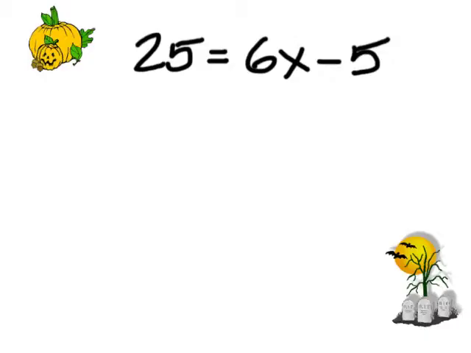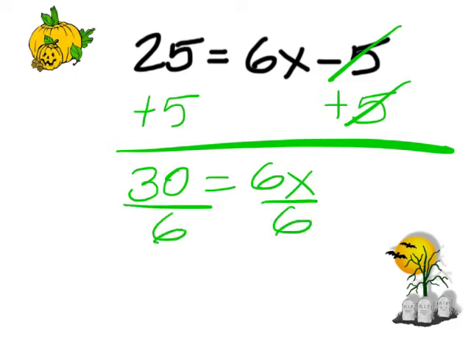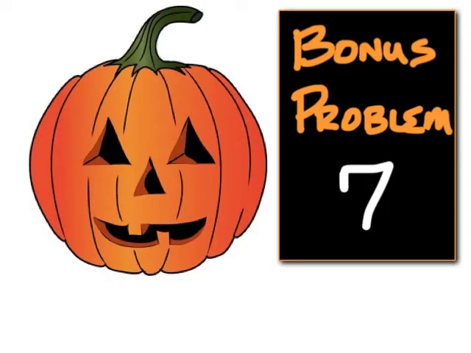Practice problem number 7. Add 5 to both sides. These cancel out. 30 equals 6x. Divide both sides by 6. Your answer should be 5.